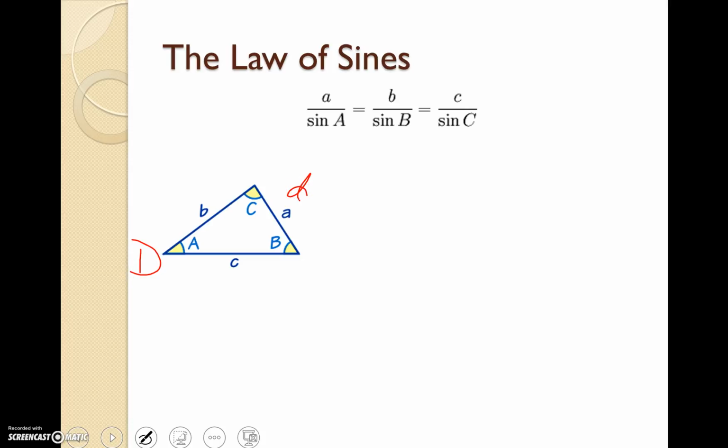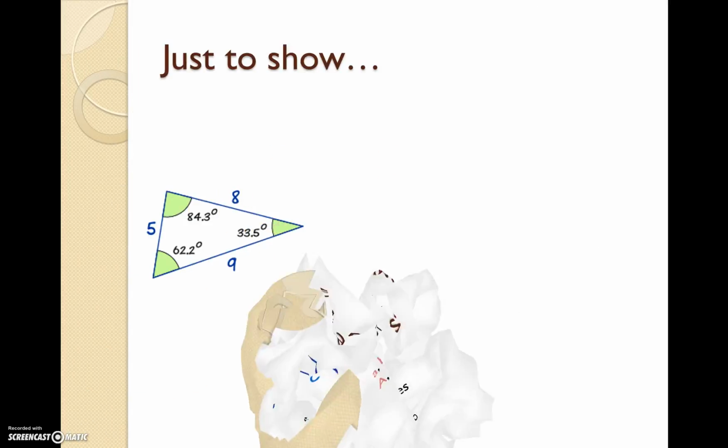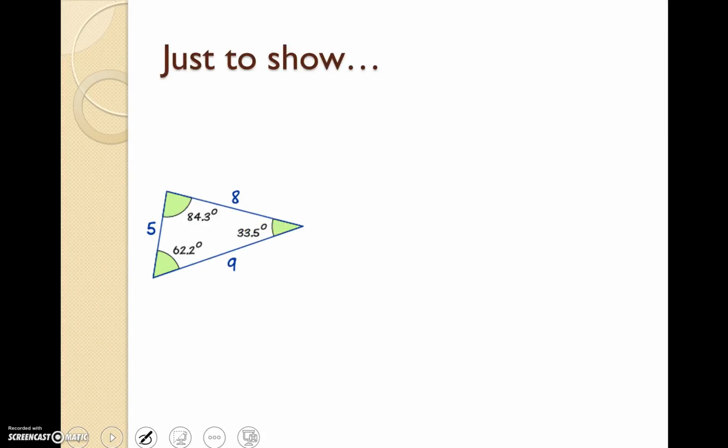So we always set up each fraction or ratio where the side that's across from the angle goes on top of each other. Again, lowercase a, b, and c are all our sides. Capital A, capital B, and capital C are all of our angles. So instead of focusing on A's, B's, and C's, we're going to think about the opposites. All right, let's take a look at why that works.